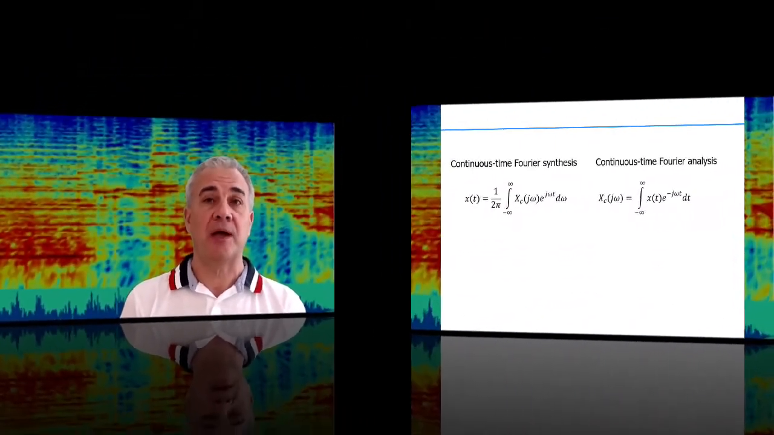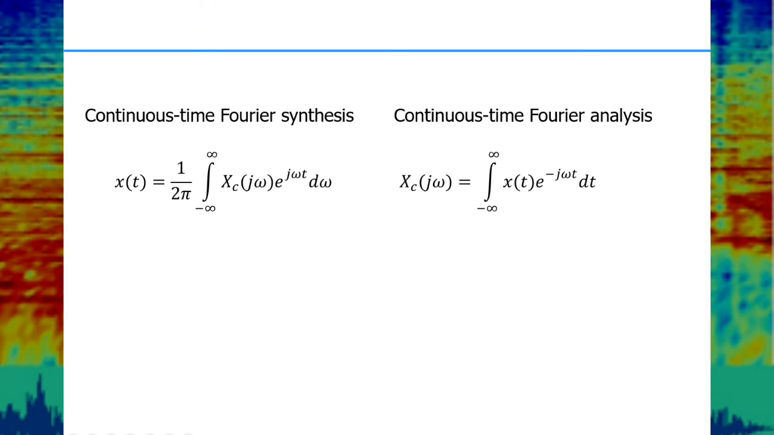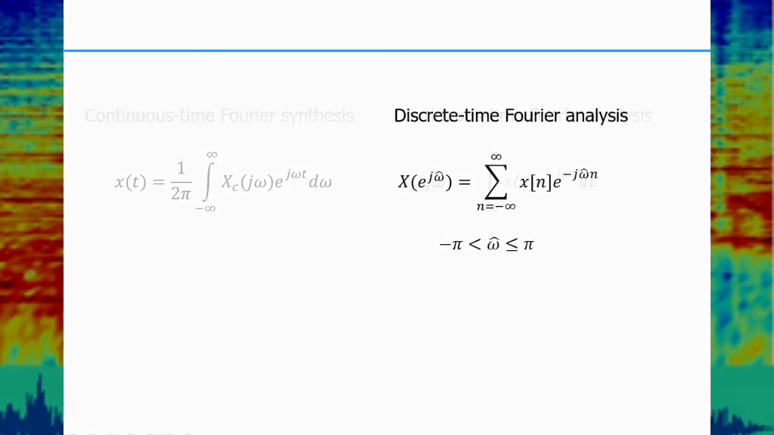Now let us move to discrete time. We sample x of t so that the time integral in the Fourier analysis becomes a sum over n. The omega remains, but, as we have seen before, it is a relative radial frequency with maximum value pi. That is why we often indicate omega with a hat. The resulting expression for X of e to the power j omega hat is the discrete time Fourier transform.